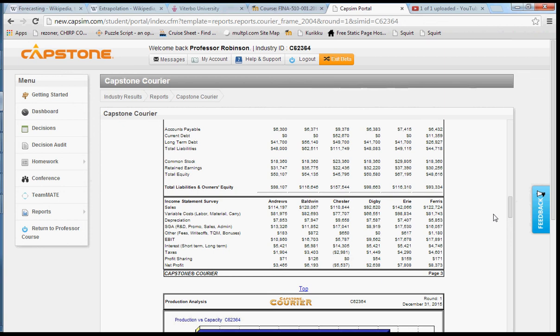So those are the financial portions of the Courier in a nutshell. Next, we'll look at the market by market information contained in the industry reports.